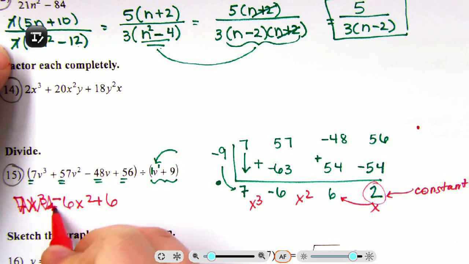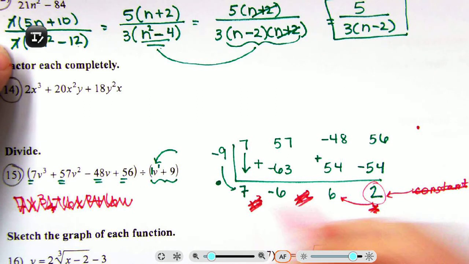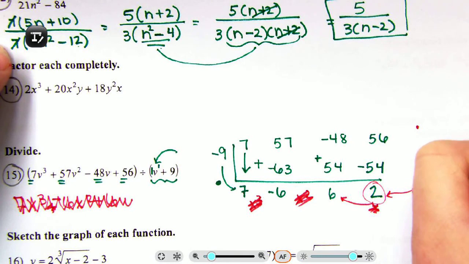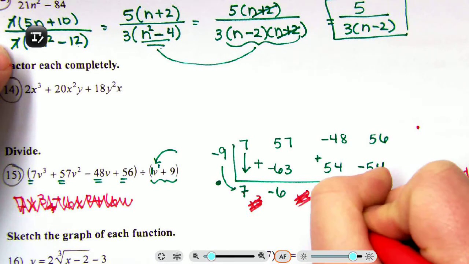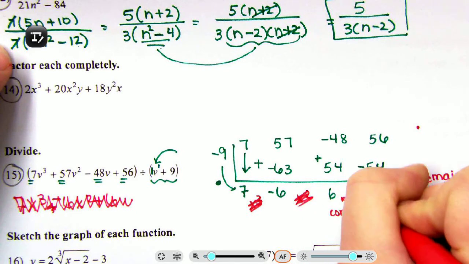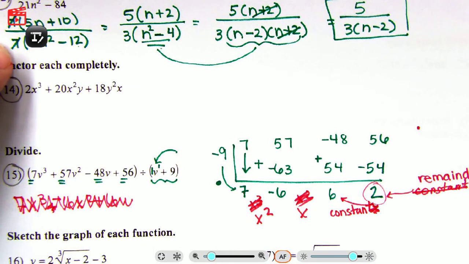I just messed up. Scratch all that. This is not the constant. This is your remainder. I messed up. Sorry about that. So this is your remainder. Remainder, this is your constant. This is your x, and this is your x squared. Woo, I'm very happy I caught myself.